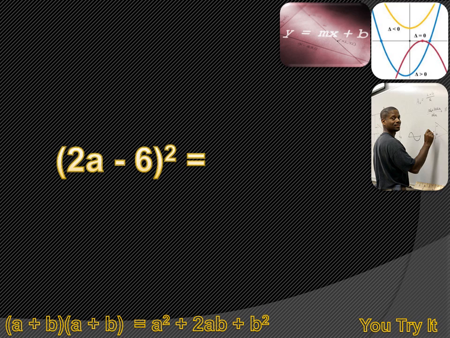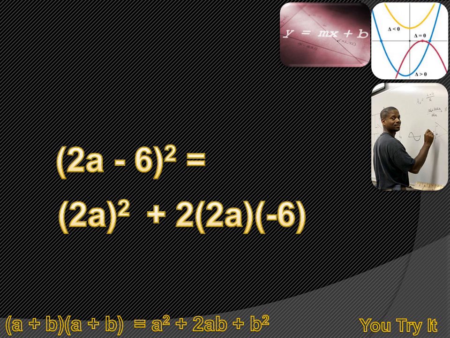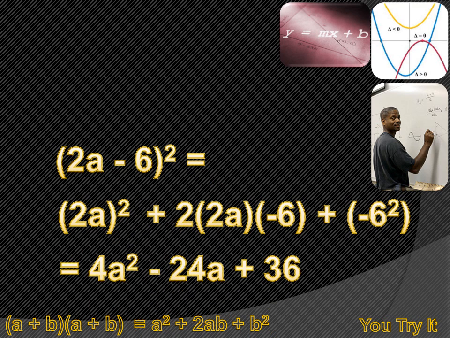Let's see if it was. Our pattern says that the first term in our answer is the a term squared. 2a is my a term, so I'll put down 2a squared. Next, I got plus 2 times a times b. Well, that would be plus 2 times 2a times minus 6, because my b term is minus 6. And lastly, I got plus b squared, or plus minus 6 squared. When I simplify all those terms, I come up with 4a squared minus 24a plus 36.